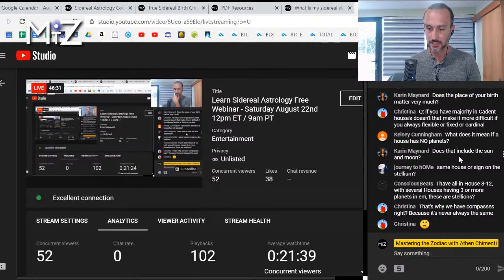All right, Conscious Beats, I have all in house 8 through 12 with several houses having 3 or more planets in them. These are stelliums, yes, as long as they're within 10 degrees. The degrees aren't listed, but each of the lines is a degree. So if they're within 10 degrees, it is.